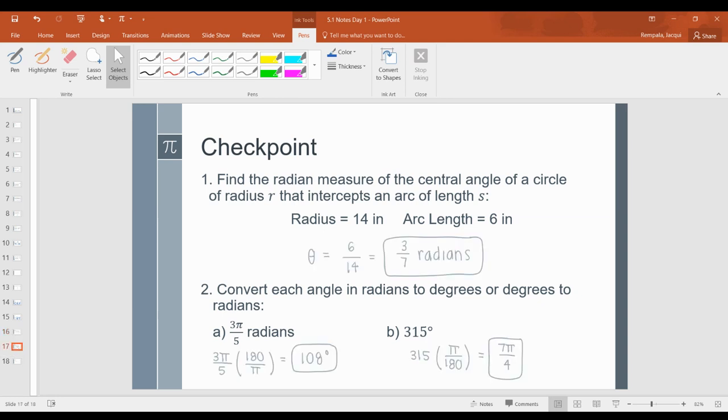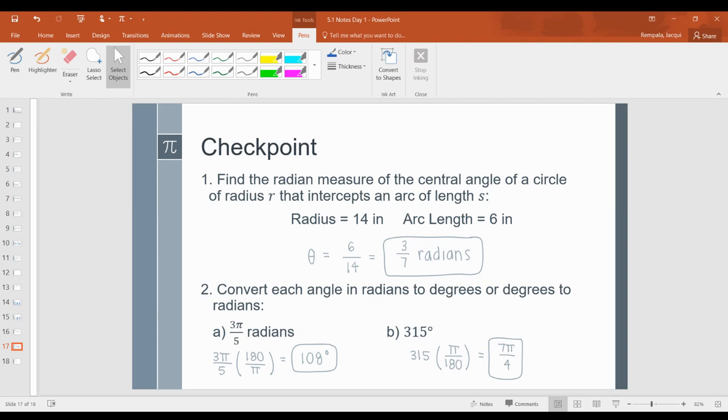Okay, hopefully you noticed that in my first example, the units are the same, which is good. So arc length goes on the top, radius goes on the bottom. This time the radius was bigger. So instead of making it a decimal, because 3 divided by 7 is going to be not a very pretty number, I don't want to do any rounding. I want to leave it exact. So I just reduce down that fraction, and notice how, once again, my final answer is in radians.